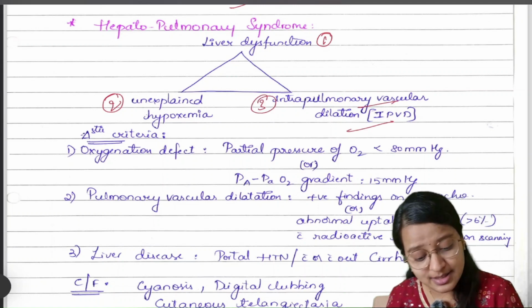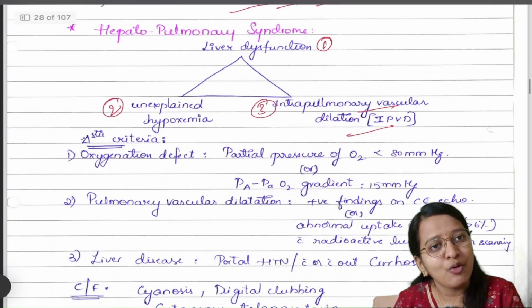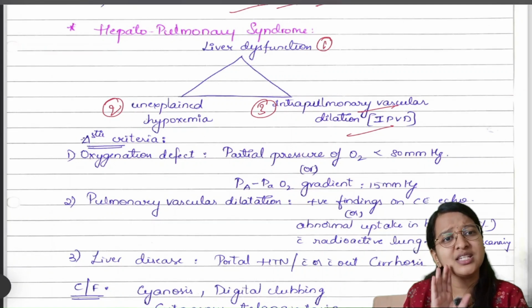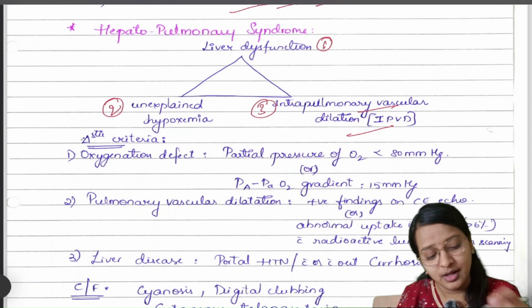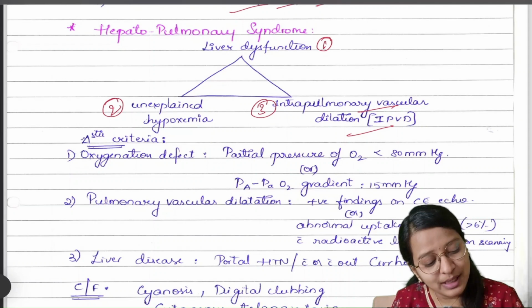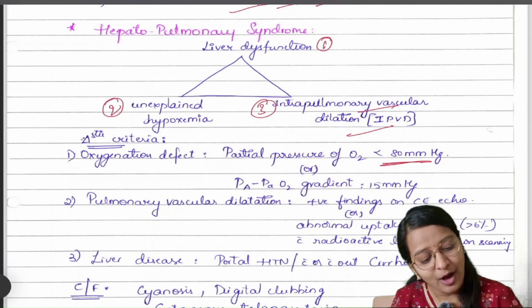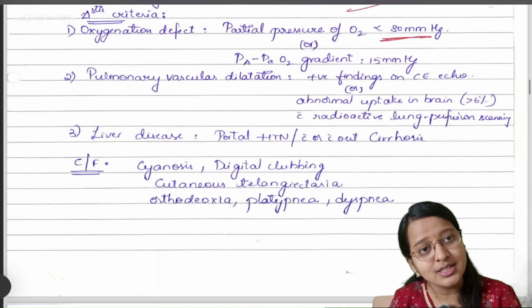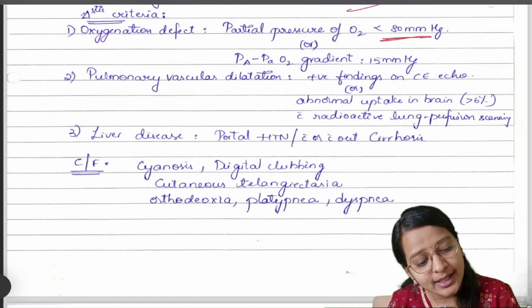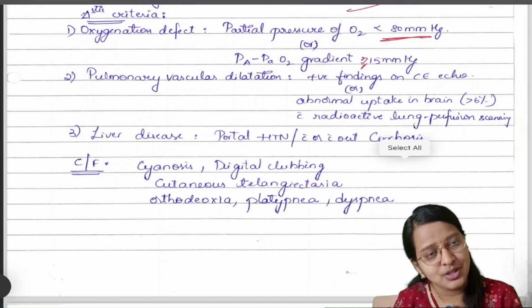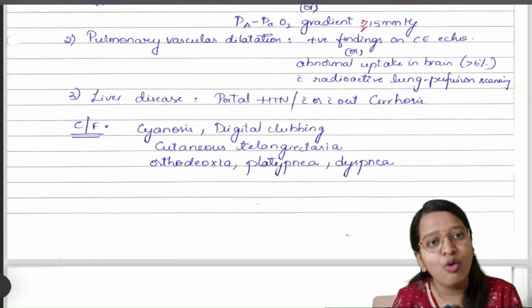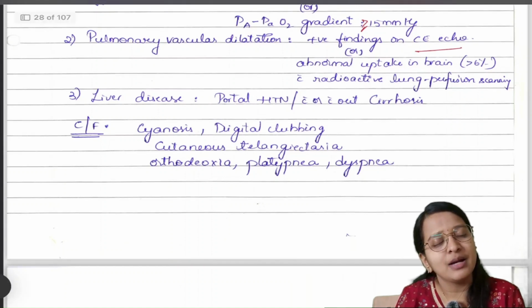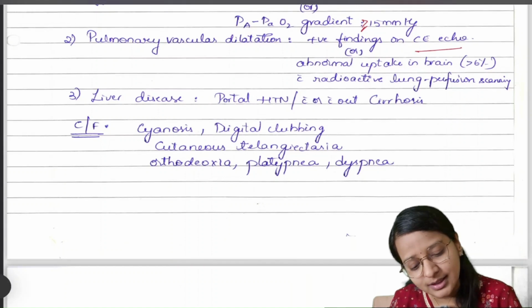How to diagnose each of them? First, unexplained hypoxemia. That means there is some oxygenation defect. There is hypoxemia. How much hypoxemia are we talking here? The PaO2 has to be less than 80 mmHg and the alveolar-arterial gradient has to be greater than or equal to 15 mmHg. Okay. Second, the pulmonary vascular dilatations, how we will know is we have to do a contrast-enhanced echo or radioactive lung perfusion scanning. Okay. The third thing is liver disease.